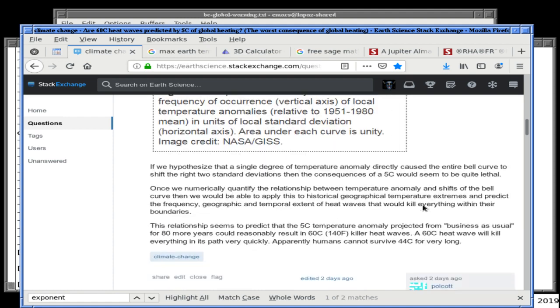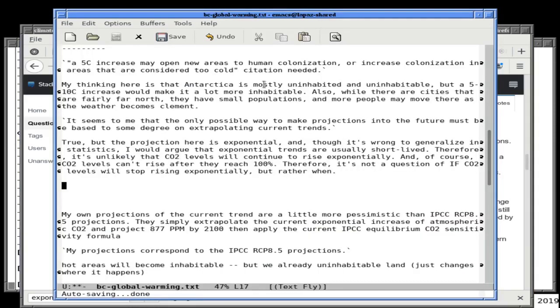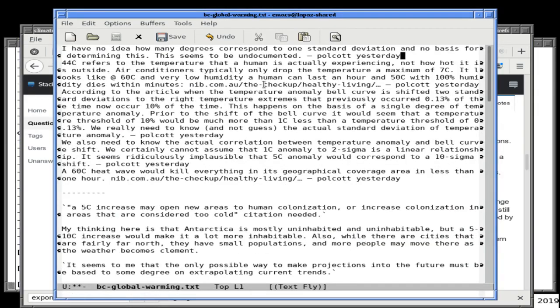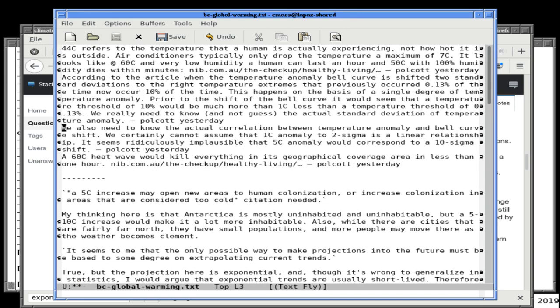So the problem with this is in his comments, he's going to say something else. For one thing, he says, I have no idea how degrees correspond to one standard deviation and no basis for determining this. But he actually specifically states that he is determining that. So let's go ahead and ding him on this. It's a minor issue, but it is.